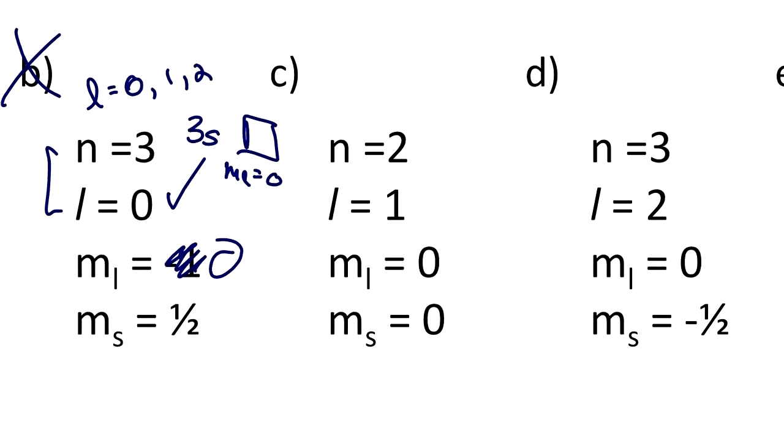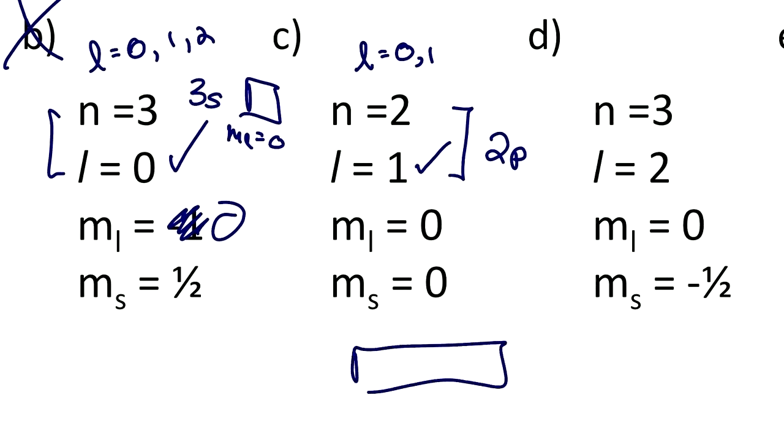All right, let's keep going. C. If n equals 2, our possible L's are 0 and 1. So it looks like that L is okay. So what kind of orbital is being described here? A 2p, 2p, great. So how many boxes in a 2p?